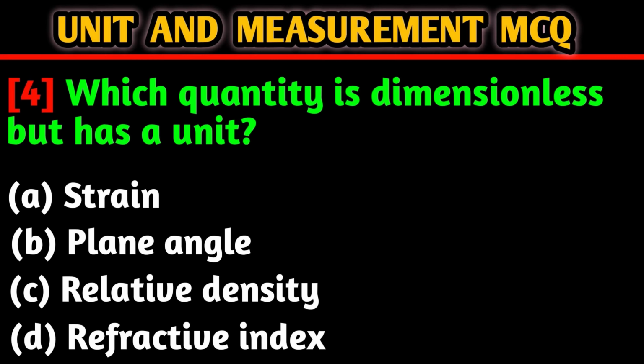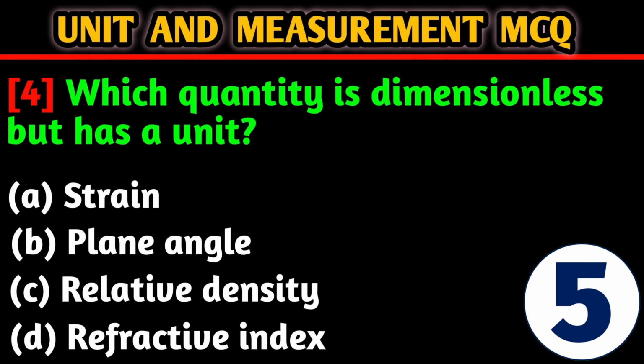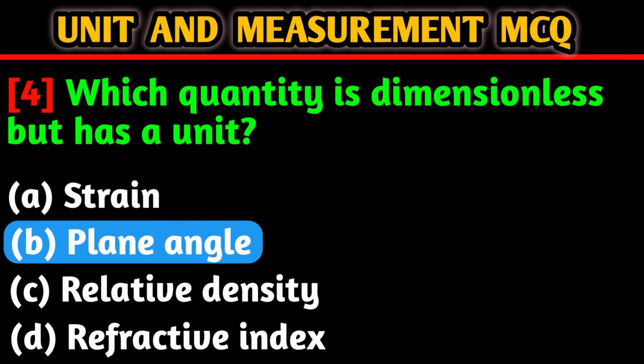Question number 4. Which quantity is dimensionless but has a unit? Option A, strain. Option B, plane angle. Option C, relative density. Option D, refractive index. And the right answer is option B, plane angle.